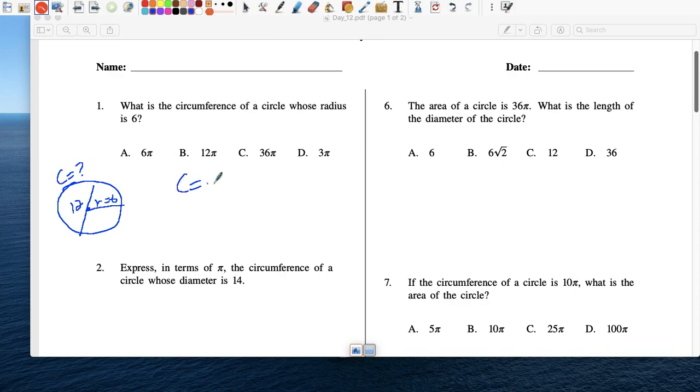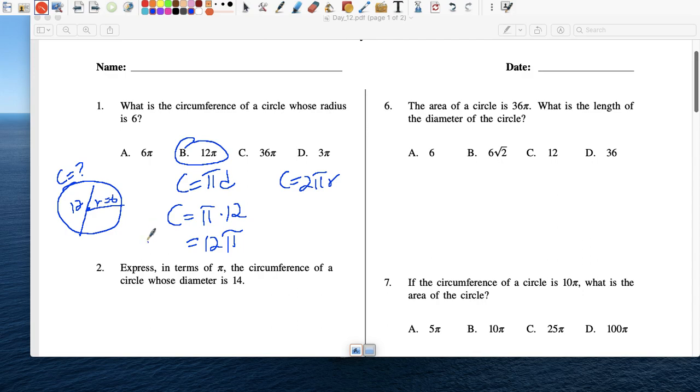Well, you can use this. You can use this. It's up to you. Notice that the multiple choice is in terms of pi, so we don't actually have to multiply it. So C equals pi d. C equals pi times the diameter. Diameter is 12. And there's your circumference, 12 pi.